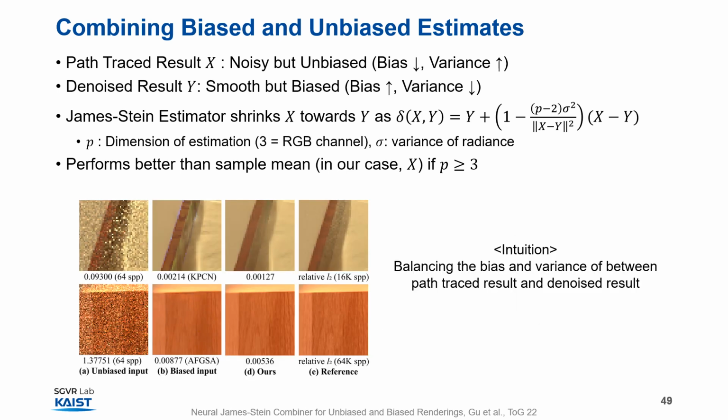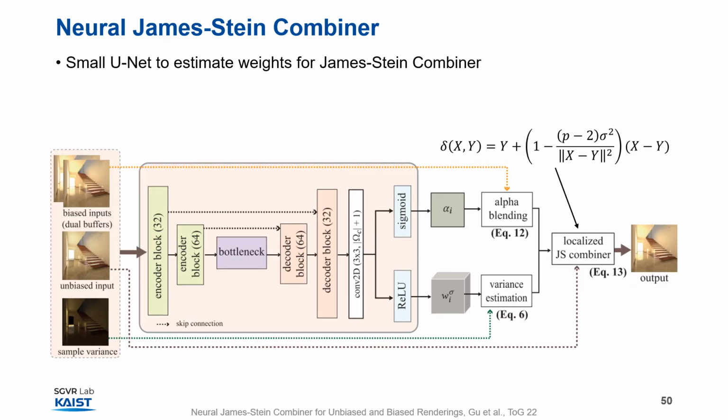So, we can view that applying the James-Stein estimator is to balance the bias and variance between path trace results and the denoised results. Here is the figure showing that the combined results show lower error and better visual performance than the inputs. This work used a simple U-Net to estimate the combining parameters of the James-Stein combiner, naming it a neural James-Stein combiner.